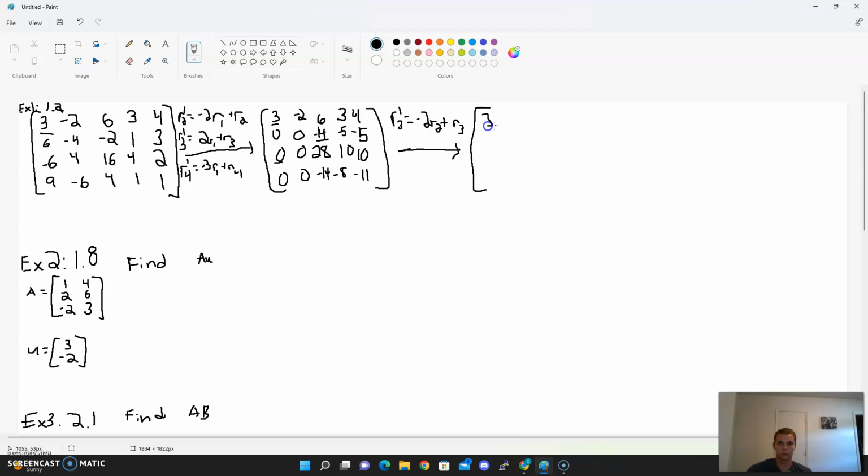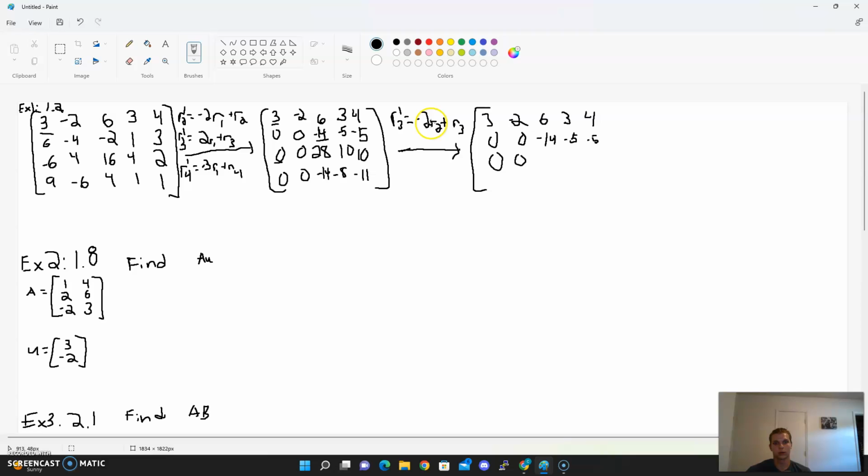So row 1 will be unchanged. 6, 3, 4, 0, 0. Row 2 will also be unchanged. That's fine. 0, 0.